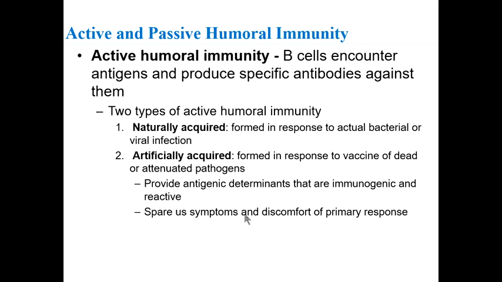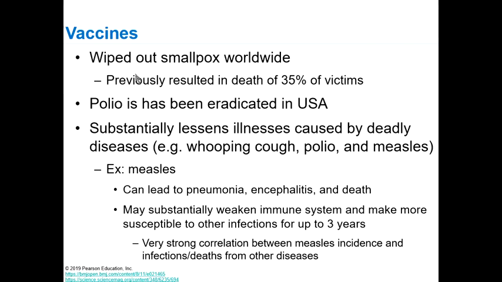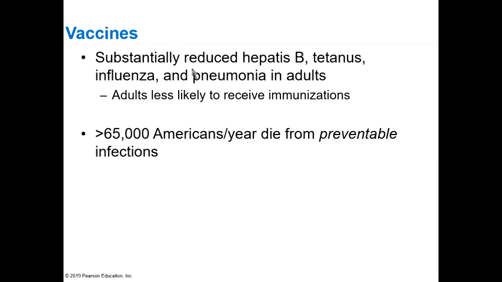So the same thing is going to occur. Plasma cells will be created once the B cells are activated and produce antibodies, which will also have memory B cells, so we can acquire immunity the same way. Sometimes, though, not as long as the natural route. But you see the benefits of vaccine, wiping out smallpox and polio. It lessens the illness in many diseases, like these ones listed here. And they've substantially reduced the prevalence of these other diseases, like hepatitis B, tetanus, the flu, pneumonia, etc.